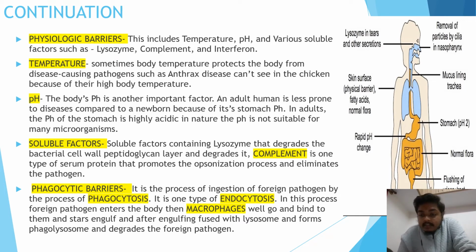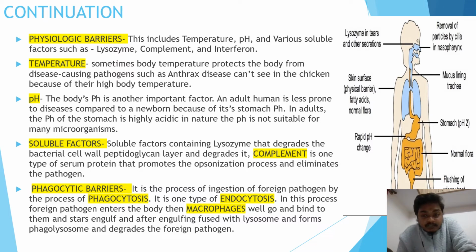In temperature, there are some kinds of animals, for example, the chicken, the hen. Their body surface temperature is so high that anthrax disease cannot occur. Anthrax disease doesn't occur in chickens or hens because of their body temperature. So that's how temperature protects the bodies of individuals.